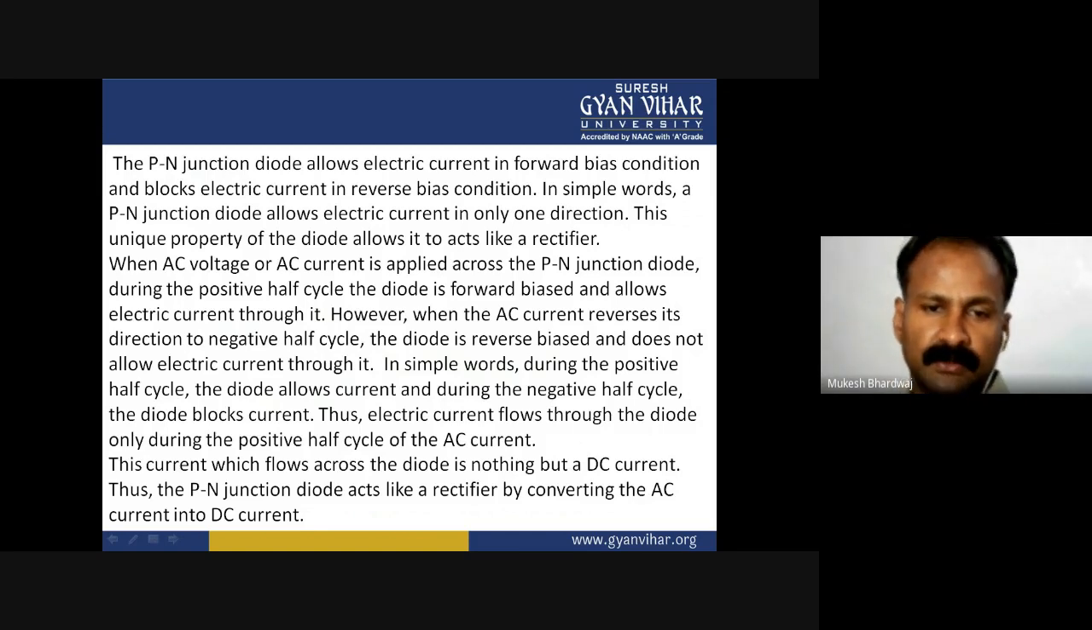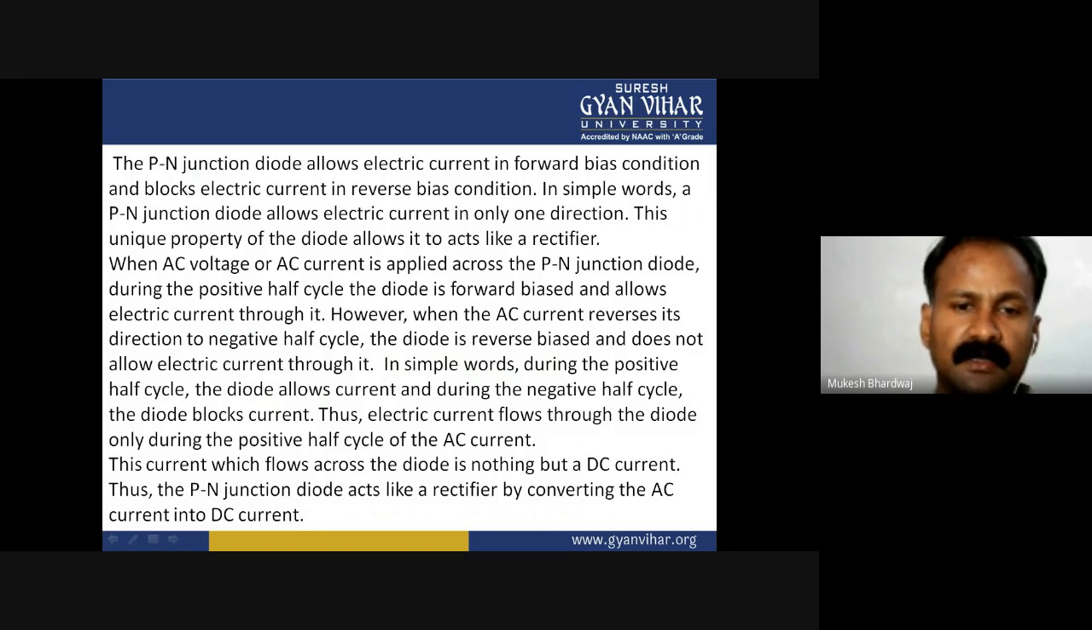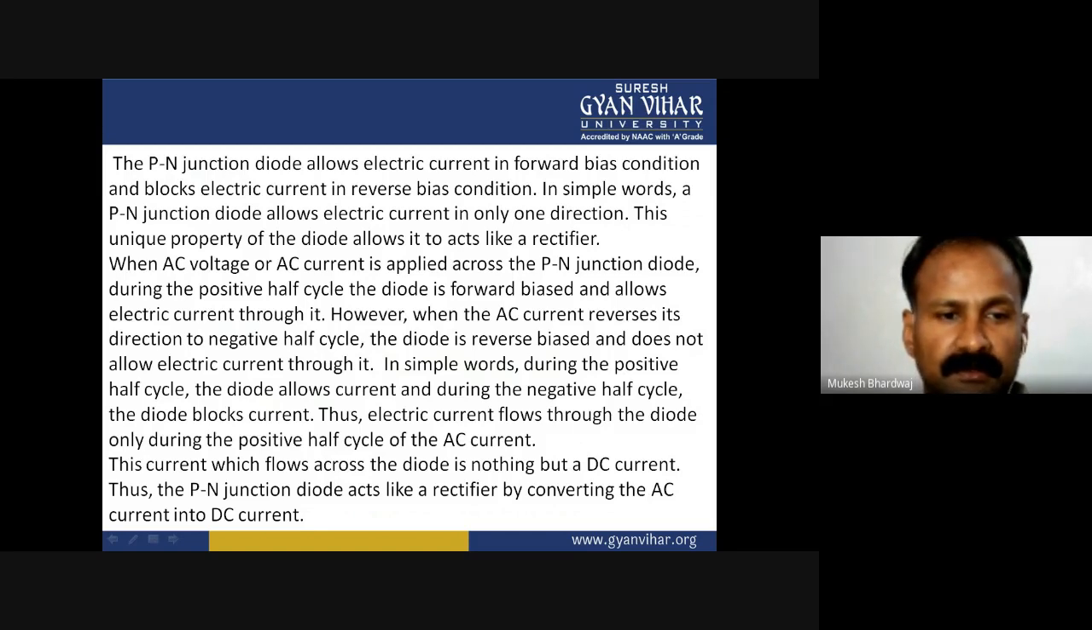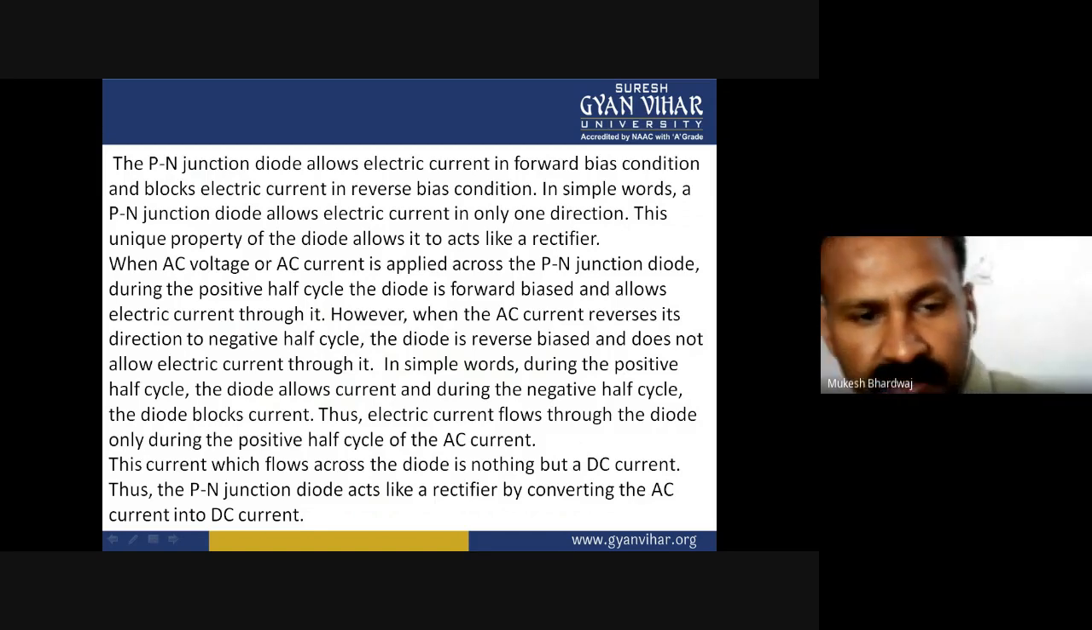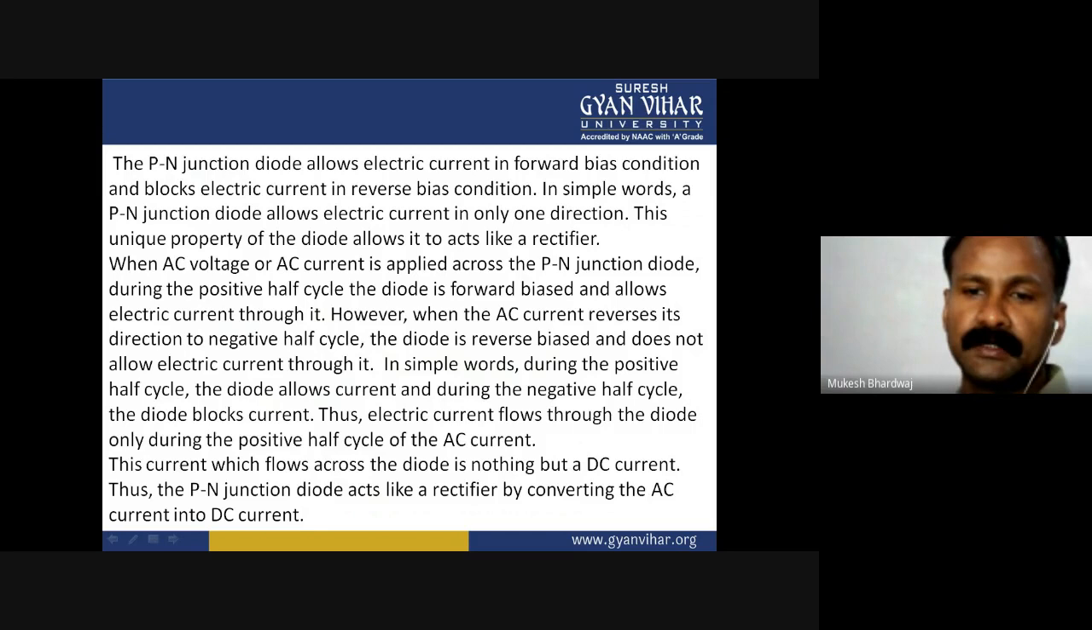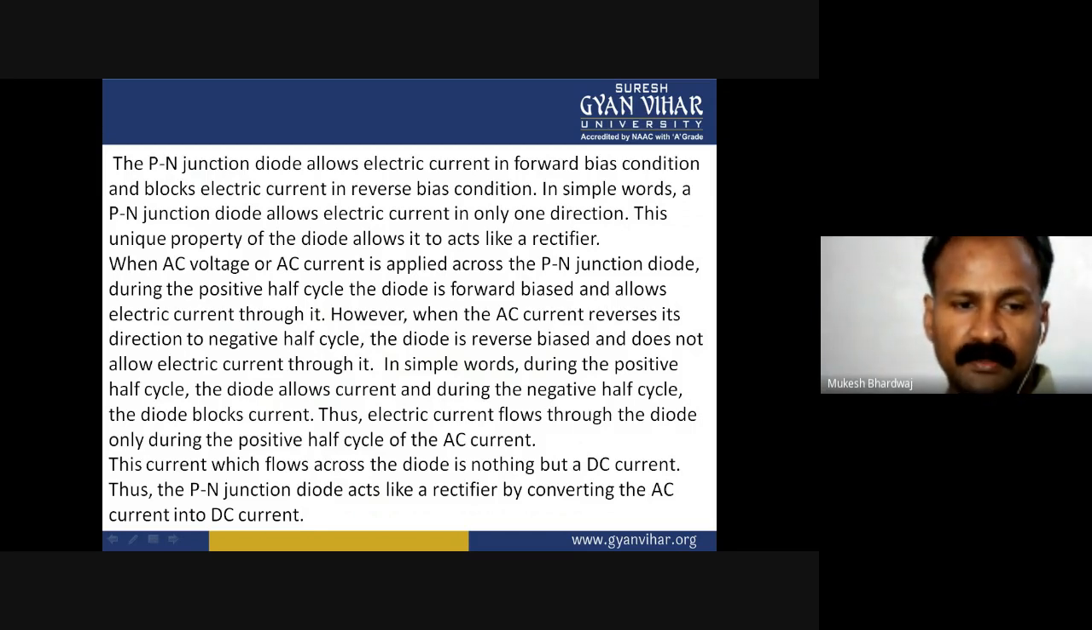In simple words, during the positive half cycle the diode allows current, and during the negative half cycle the diode blocks current. Thus, electric current flows through the diode only during the positive half cycle of the AC current. This current which flows across the diode is nothing but a DC current. Thus, the PN junction diode acts like a rectifier by converting the AC current into DC current.